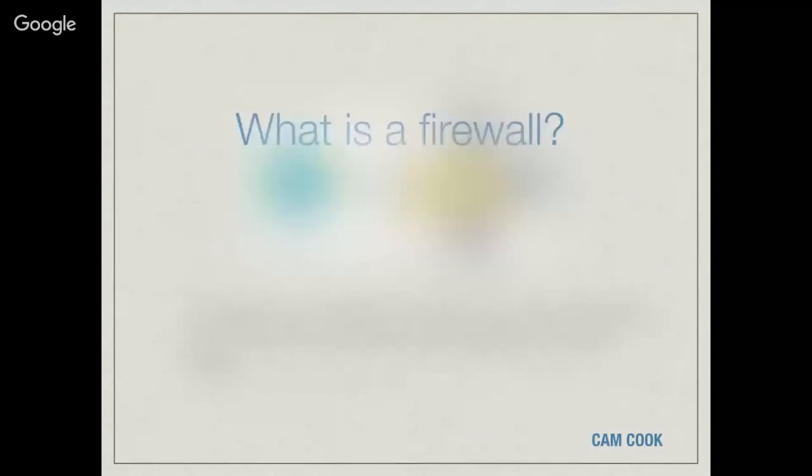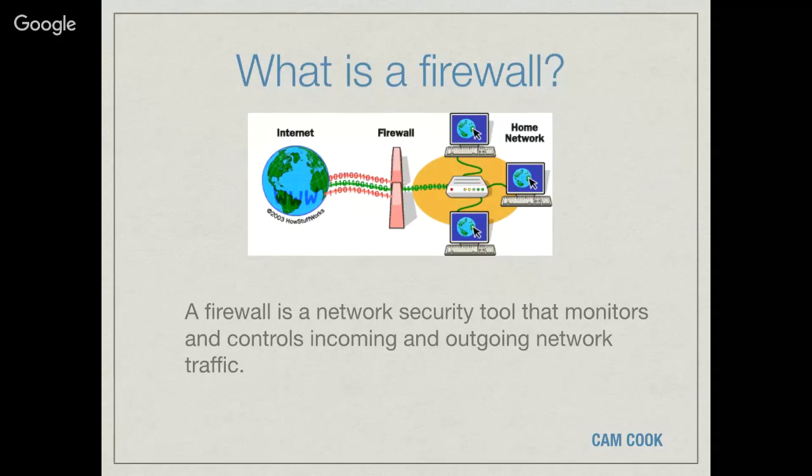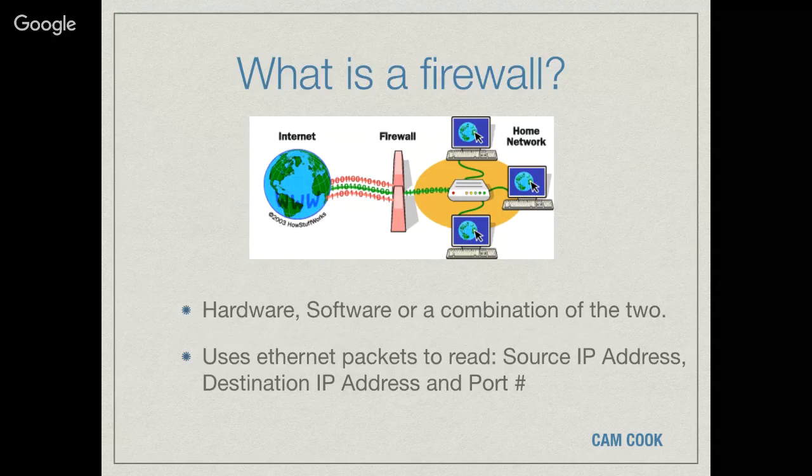So what exactly is a firewall? To put it simply, a firewall is a network security tool that monitors and controls incoming and outgoing network traffic. The firewall could be hardware, software, or a combination of the two. It uses the Ethernet packets to detect the source IP address, destination IP address, and the port number. The user can then program the firewall to filter and discard according to any of these 3 features.